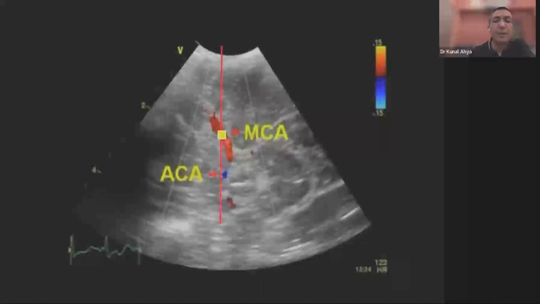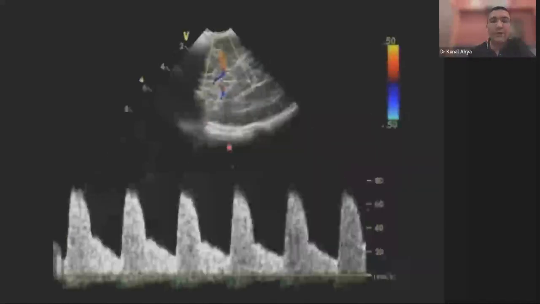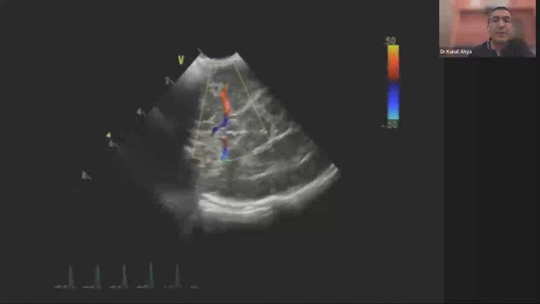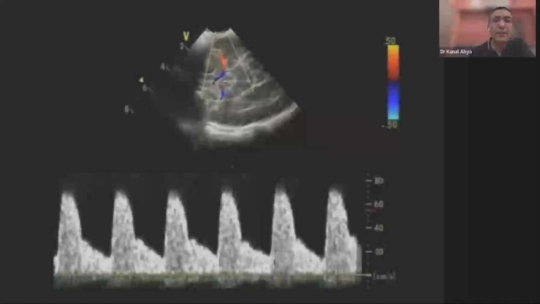Once we keep our probe, the arterial flow is easily visible, you can keep the minimal angle of insonation, and you can place your gate over here. So what you see is, here you can see the middle cerebral artery. You can see the circle of Willis also over here. So these are the structures which are seen. Okay, so this is the middle cerebral artery. You keep your pulse wave gate over it.